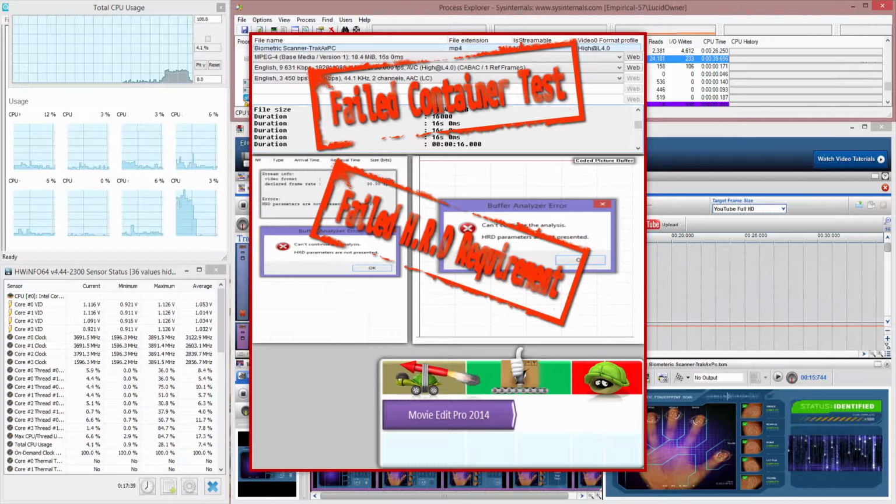Now to understand this result, it's best to look at my requirements and criteria button, and it will explain this a lot more clearer. But to say that it failed both the container and the HRD is not good, especially since this application is targeted for the web. So the next thing I did was I created a movie.